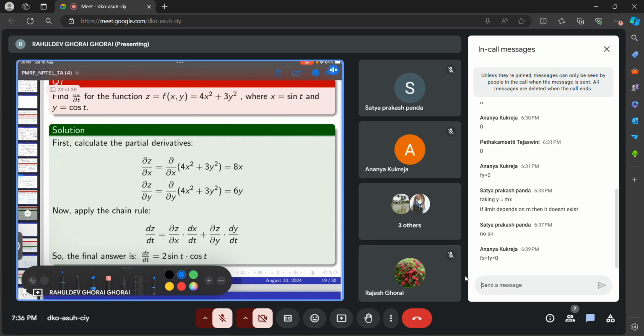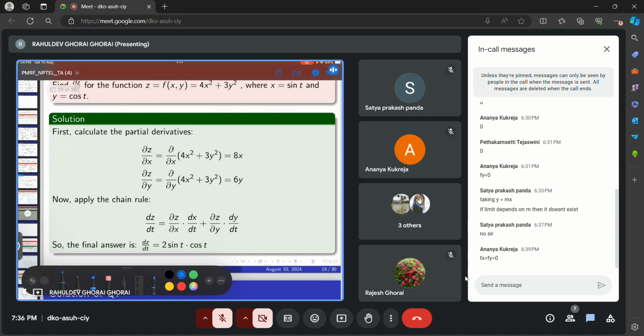I think this was the answer. The final answer is 2 sin t cos t.